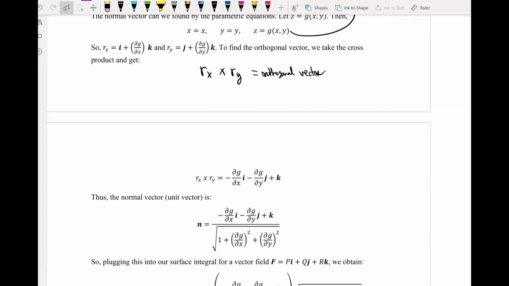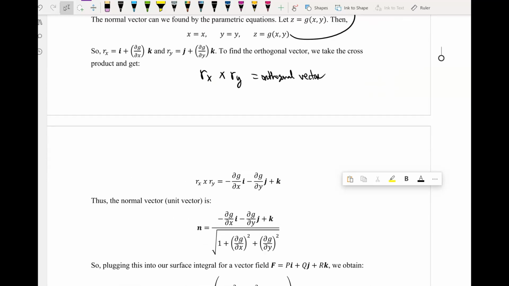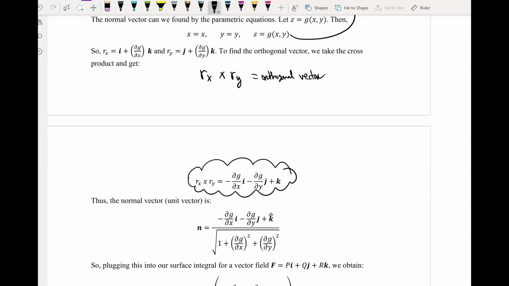So that's what I'm going to do. Take the cross product, and what you end up getting is this weird function. Okay, so this guy is our normal vector. Now you have to be very careful, because this normal vector can either point inside or outside, depending on the direction in which you take the cross product.